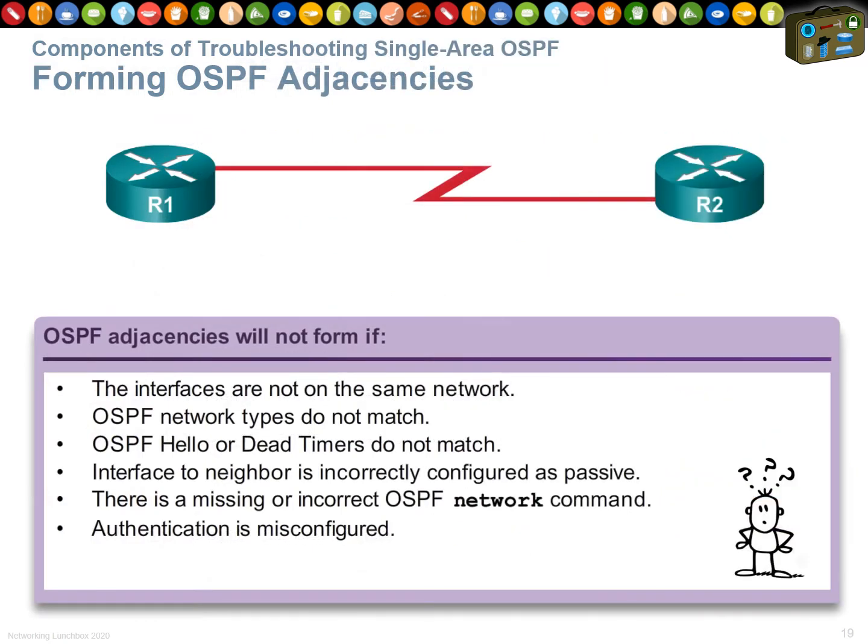Things that will mean adjacencies will not form: the interfaces are not on the same subnet, the timers don't match, the network areas don't match, the network types don't match, you're missing the network statement, or you've tried to set up MD5 and there's a typo on one of your keys. These are the first things you need to check, because unless OSPF can form a basic neighbor adjacency, it will never function.